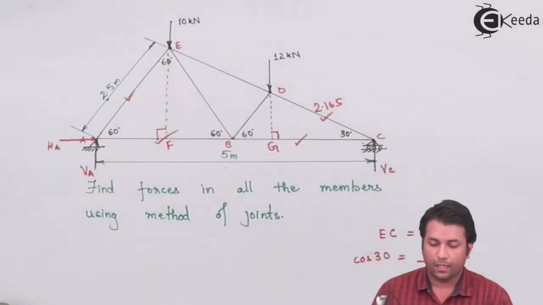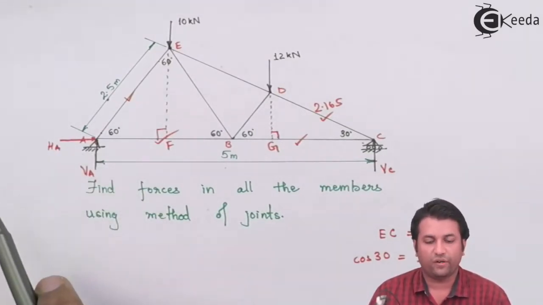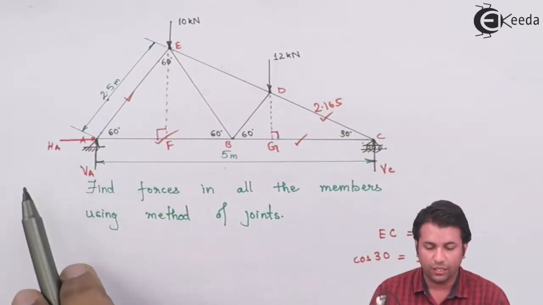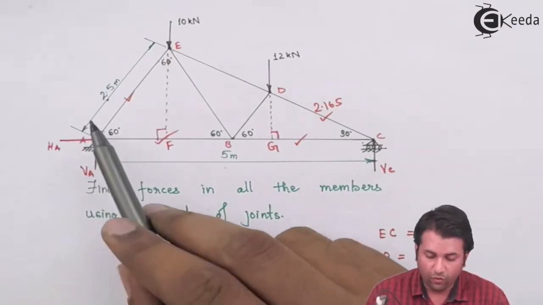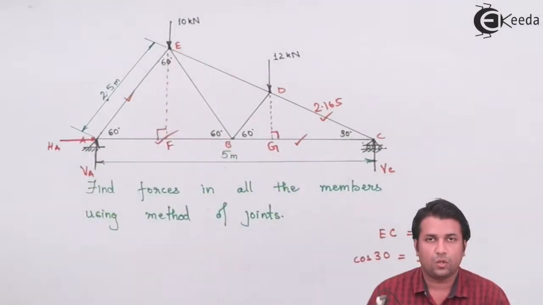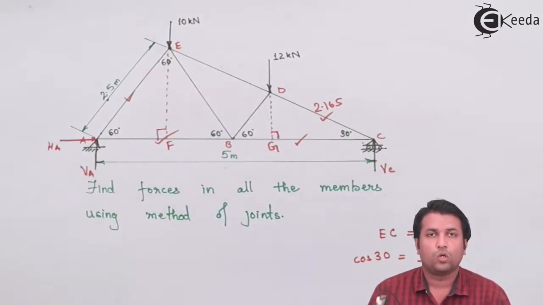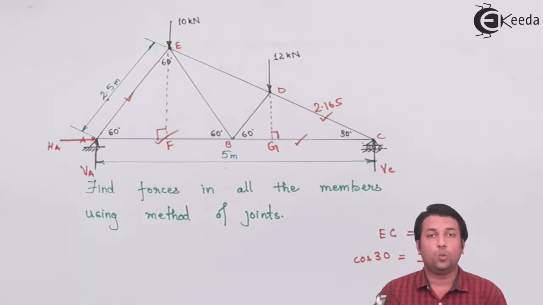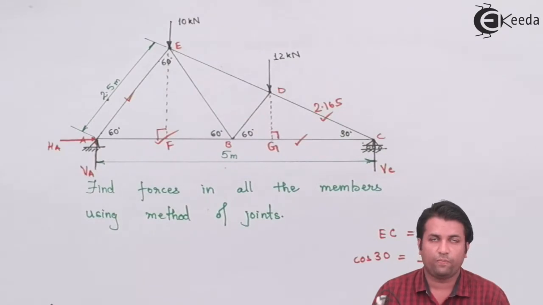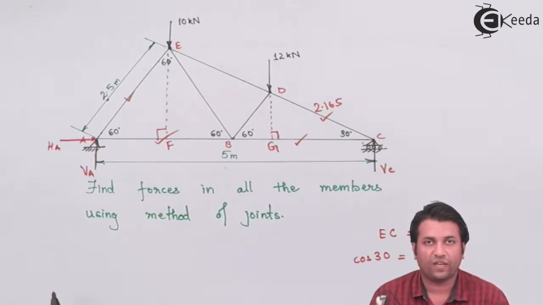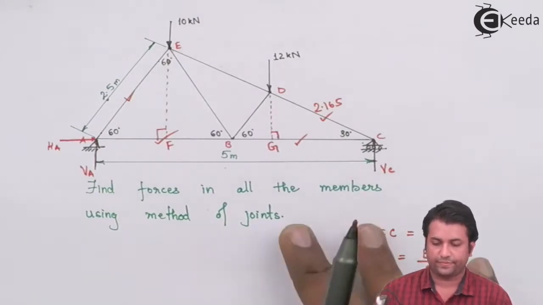Now, in this case, if I take joint A, what happens? HA is the horizontal force for which I'm not having any reaction. Then VA, the vertical reaction, I got the value for that. The force in the member AE is an unknown force. The force in the member AB is again an unknown force. So in this case, I'm having two unknown forces at joint A. If I take those two unknown forces and try to apply the condition of equilibrium, I can find the forces in both the members.